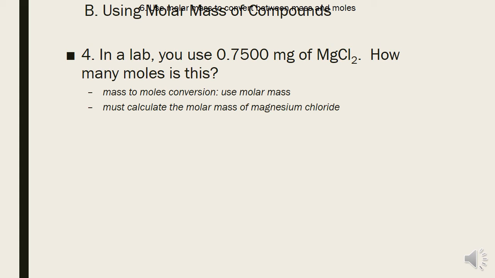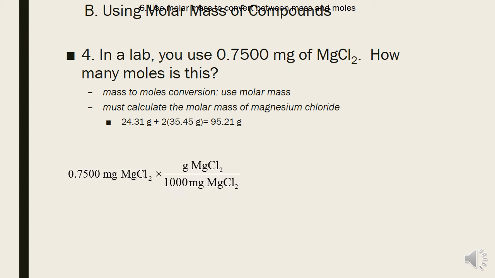You still need to calculate the molar mass of magnesium chloride. Notice we have 1 mole of magnesium and 2 moles of chlorine. Should give you 95.21 grams. The important point here, as far as the milligrams is concerned, is you need to convert that into grams because your molar mass is in grams per mole, not milligrams per mole. So milligrams to grams, there are 1,000 milligrams in a gram, so there's your conversion factor. So milligrams of MgCl2 would cancel, leaving us with grams of MgCl2.